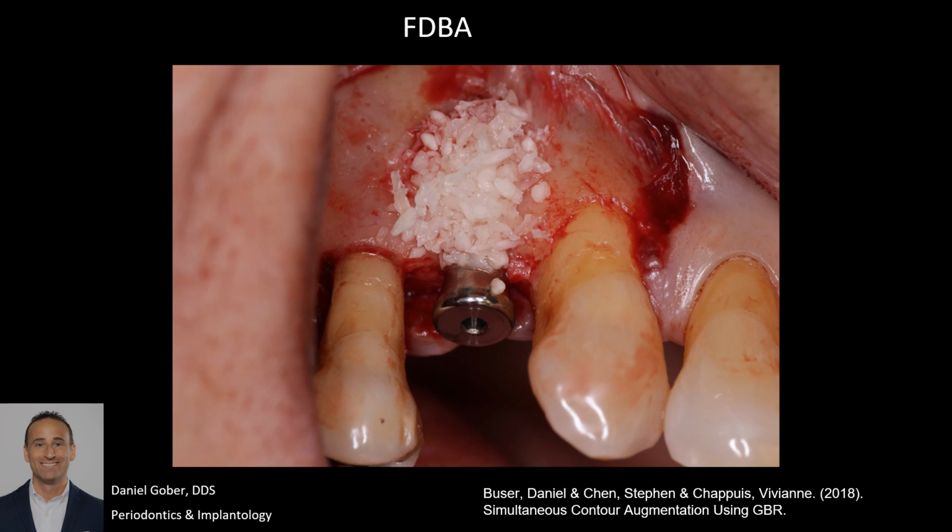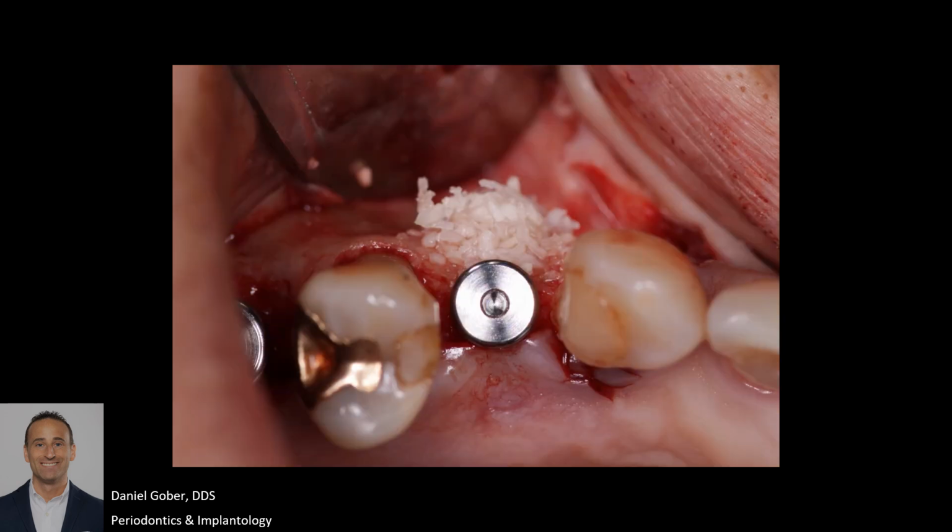Buccal contour augmentation simultaneous with implant placement has been documented in the literature for many years, spearheaded by Danny Buser, specifically related to the concept of early implant placement. But we're going to go ahead and use the same idea and apply it to our case, taking freeze-dried bone allograft particulate and putting it over the buccal plate. We're going to make sure to build out our contour with the bone graft.